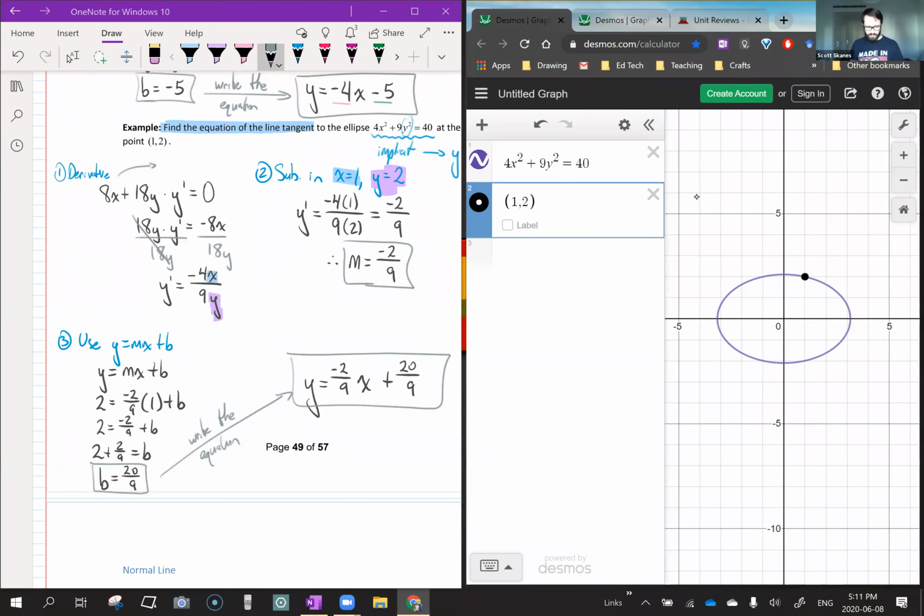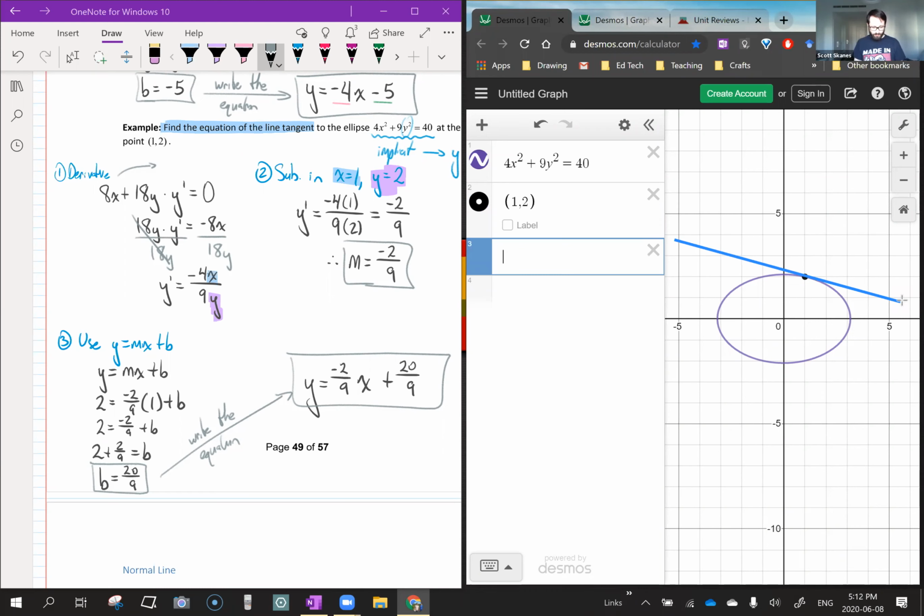And if I had to guess, if I didn't have a computer to do this for me, I would probably say it looks something like this. That's my best guess. I'm just using the zoom tool to do that for me. I need the equation of that line. So I'm going to put in the equation. It'll give me the tangent line.